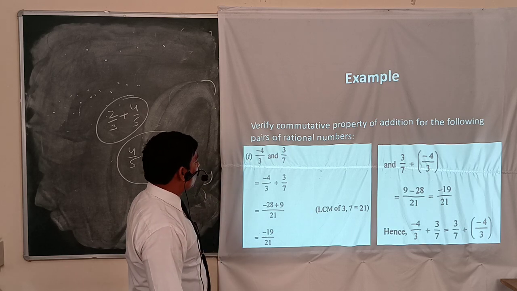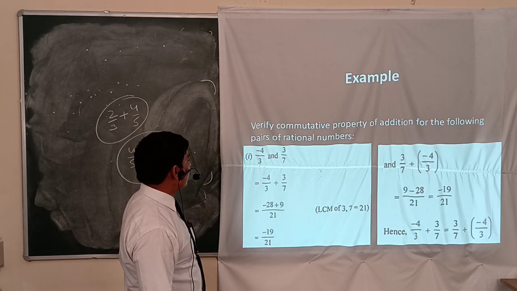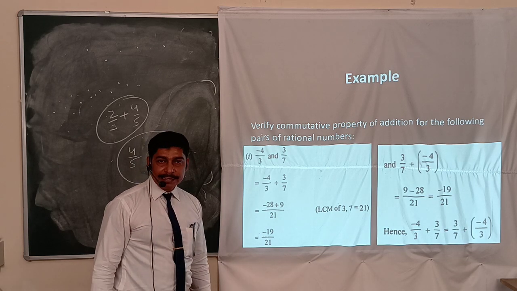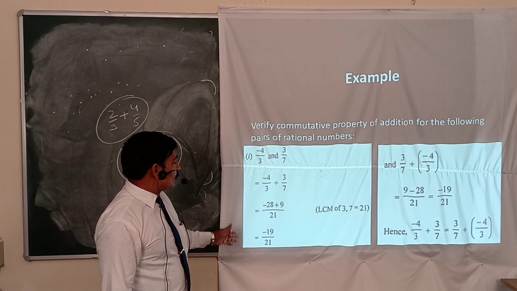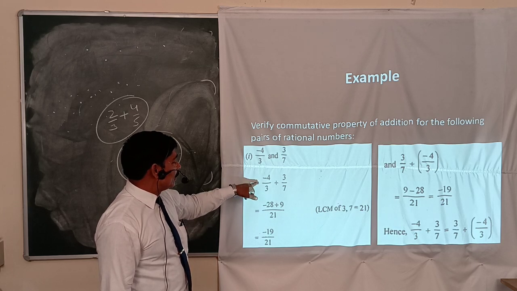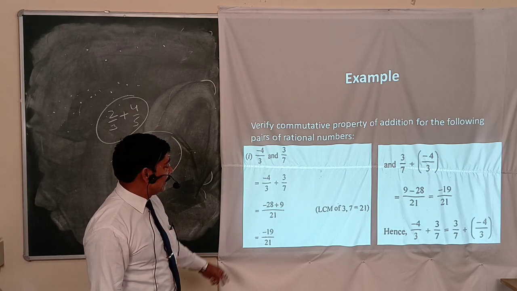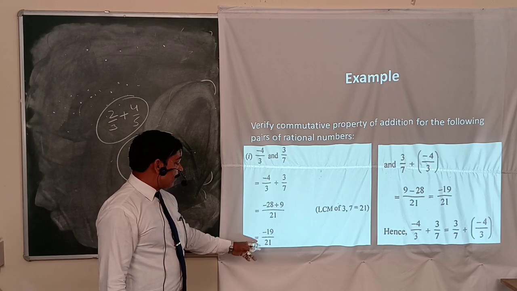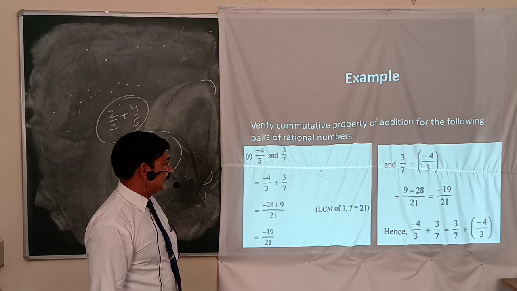Here it is given minus 4 by 3 and 3 by 7. Now we have to check whether the commutative property is applicable here or not. So in the first case, we will solve minus 4 upon 3 plus 3 by 7, and after calculating we have got the answer minus 19 by 21.